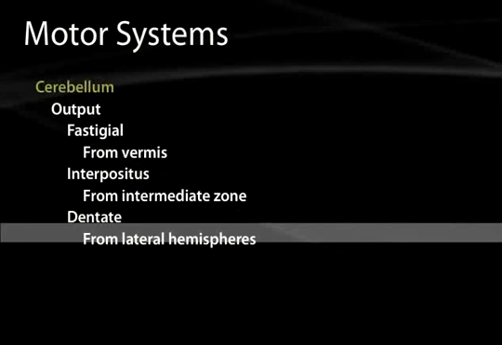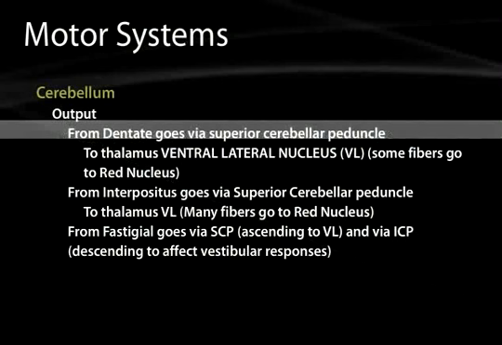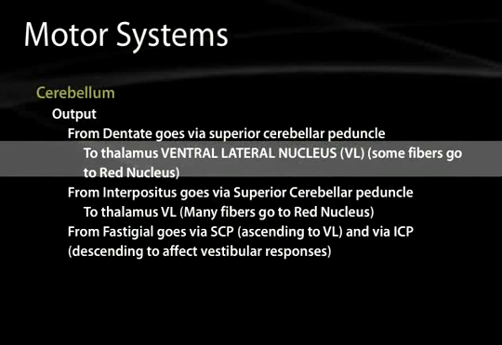Now we have to get information out of the deep cerebellar nuclei and into the brain. How does it make it there? Well, information from the dentate goes via the superior cerebellar peduncle, as I mentioned, the primary output structure of the cerebellum, and it goes to the thalamus. It happens to end up in the VL nucleus of the thalamus. So you can think of that as VL cerebell. That will help you remember that cerebellar output goes to the ventrolateral or VL nucleus.